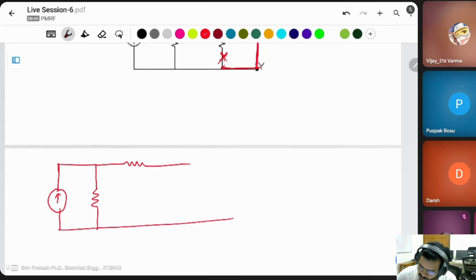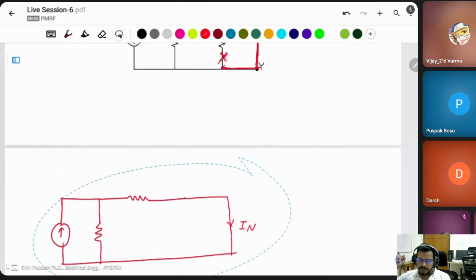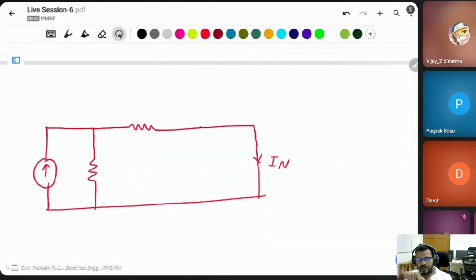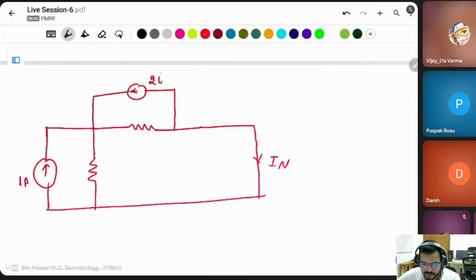What is the voltage source power? Power is 12 into I, and I is equal to 3. 12 into 3 is equal to 36 watt. Okay. By a single equation, single variable, we will get the answer of this question. No need to take another 2 or 3 equations to solve this.